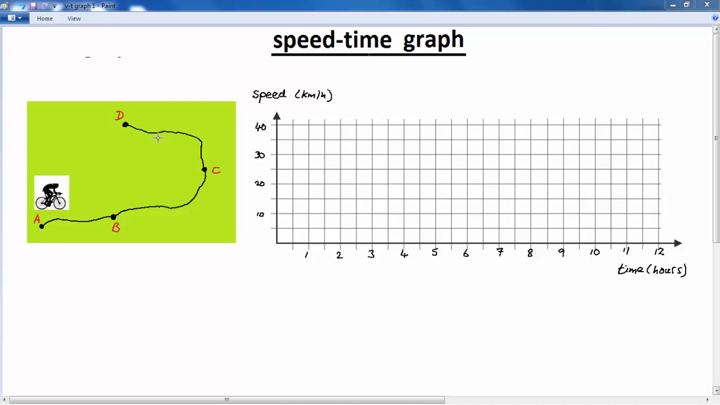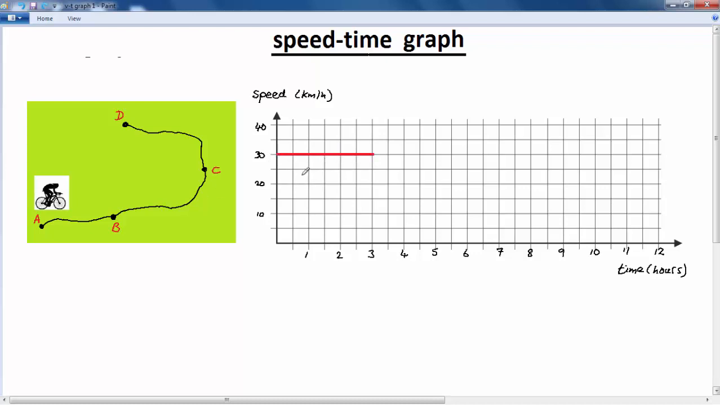In this lesson, we're going to construct a speed-time graph for a body travelling with constant speed. That's to say, on her journey, this cyclist travels at a constant speed during each stage of her journey. So, for example, between A and B, she travels at 30 kilometers per hour. So we represent that on the speed-time graph as a horizontal line at 30 kilometers per hour during 3 hours. So her speed during this stage is constant.